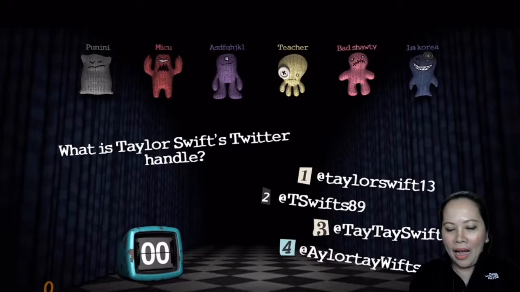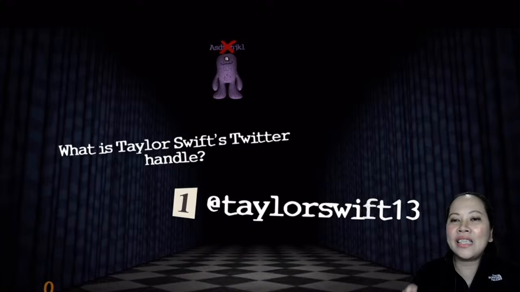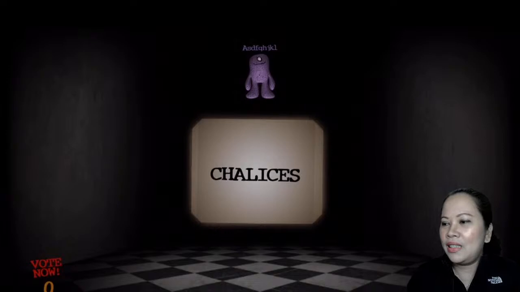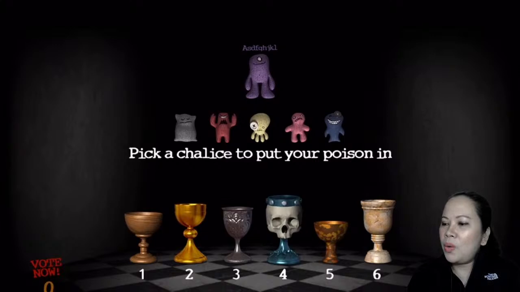And the correct answer is... And then we need to vote, okay? The one that I have a surprise for you, answered wrongly, will be taken to the killing room. Yes, killing floor. Yay! So we're going to play chalices. I've given all the safe players a bit of poison to use. Pick a chalice to put your poison in. So we need to pick our chalice to put your poison.